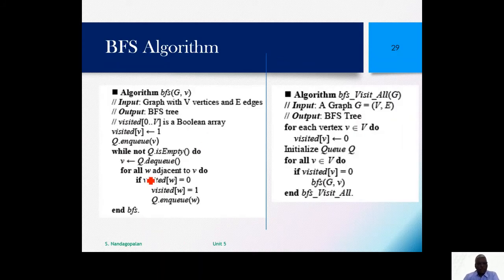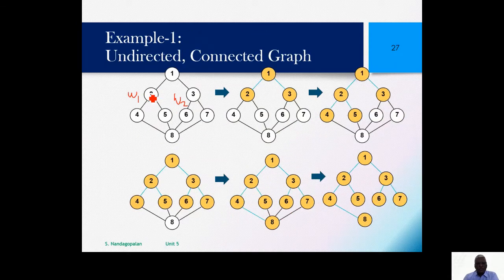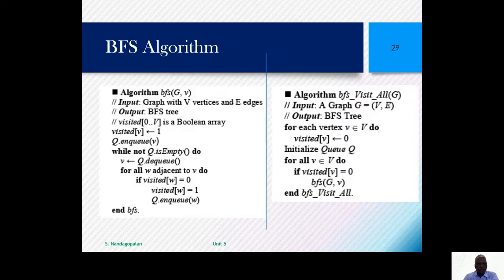So you can see here, for all W adjacent, if visited of W is 0. That means that in this case, 2 is not yet visited. I put them into the queue. OK, so we will put them into the queue and mark it as 1. So if visited is 0, mark it as 1 and put it. Either way, it's fine. You can interchange these two statements.